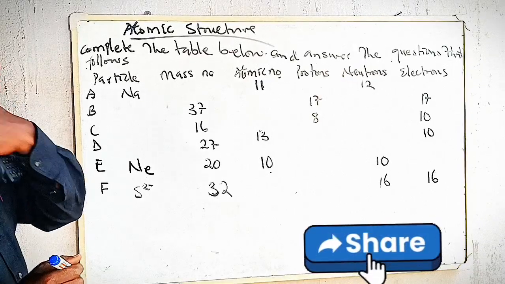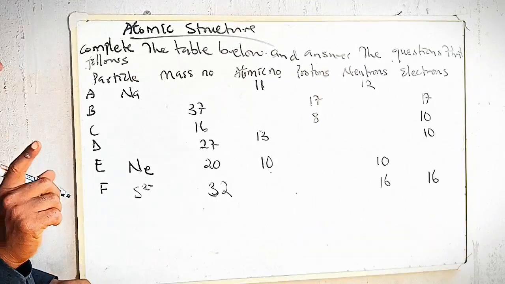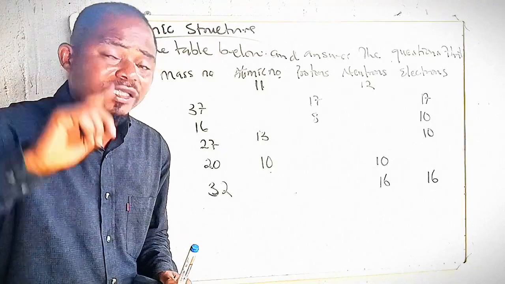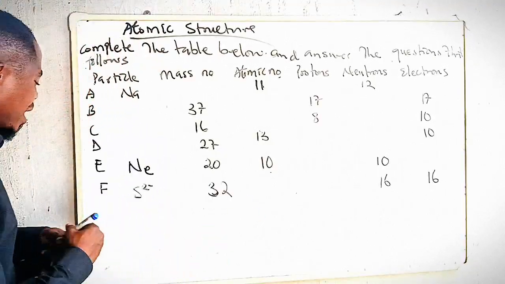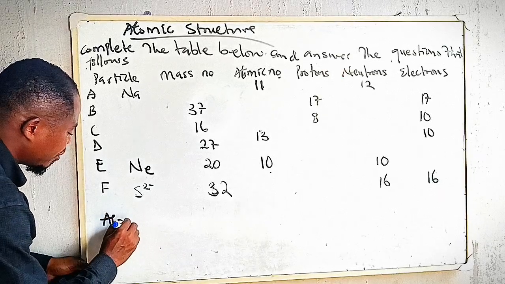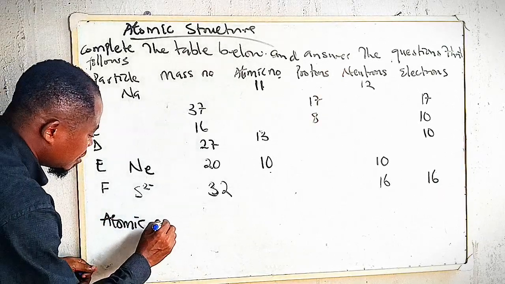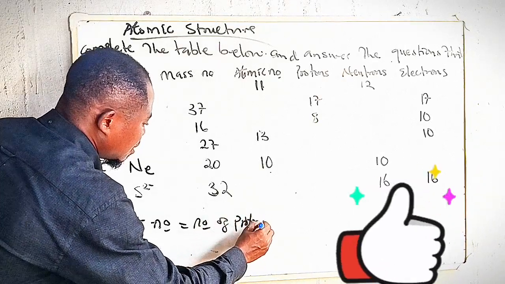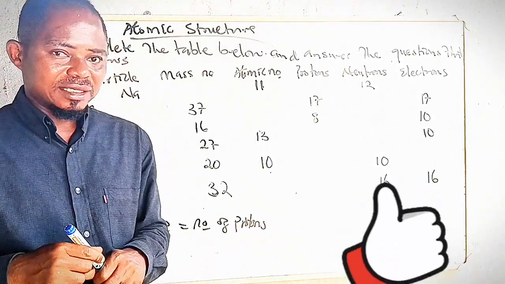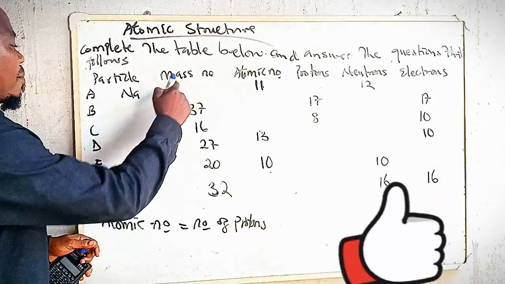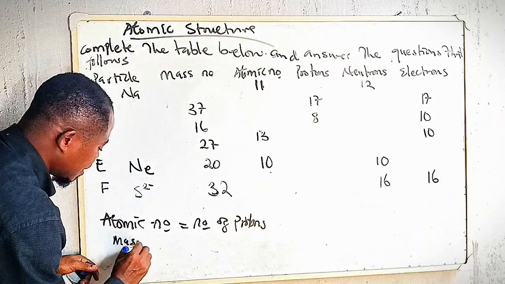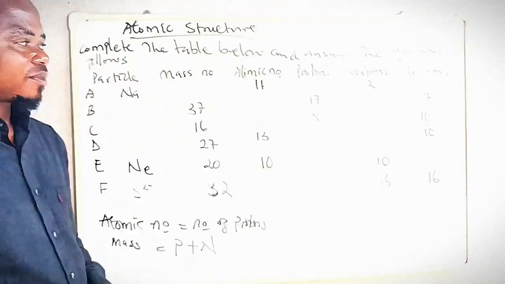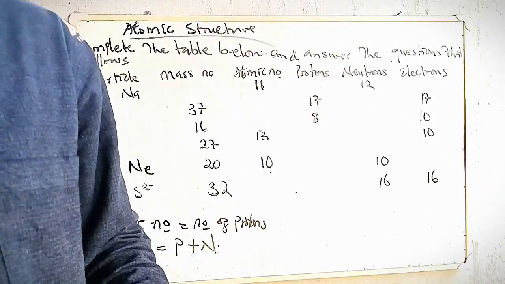Remember this, that in a given atom, the atomic number is equal to what? The number of protons in the atom of the element. Atomic number is equal to number of protons in the atom of the element. That is one. Now, the mass number is always equal to number of protons plus what? Neutron. That is mass number. Are you following?